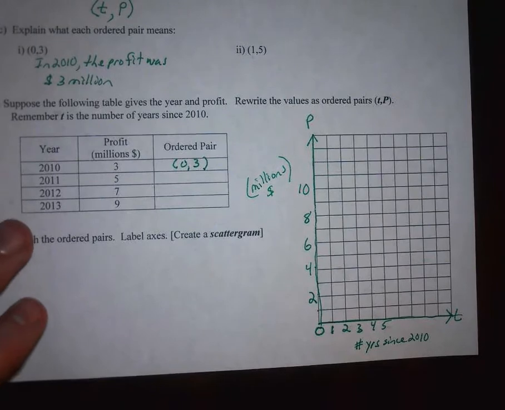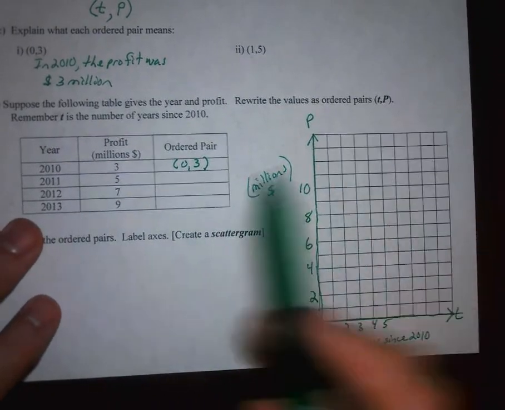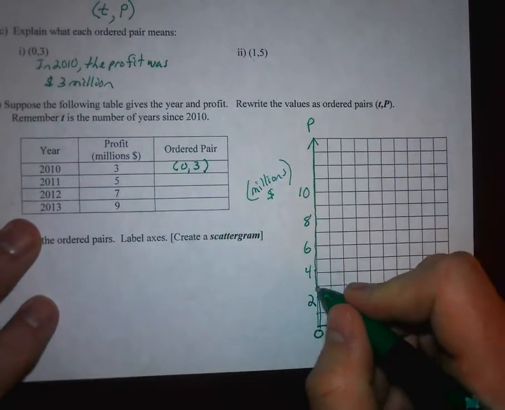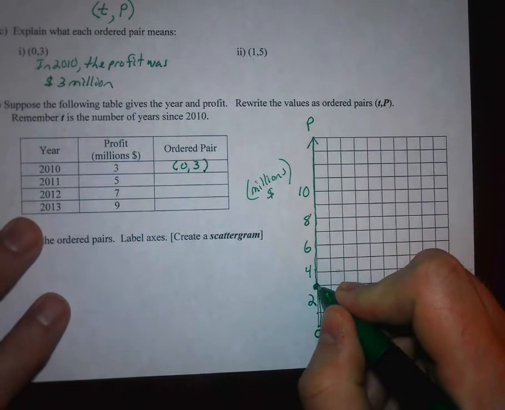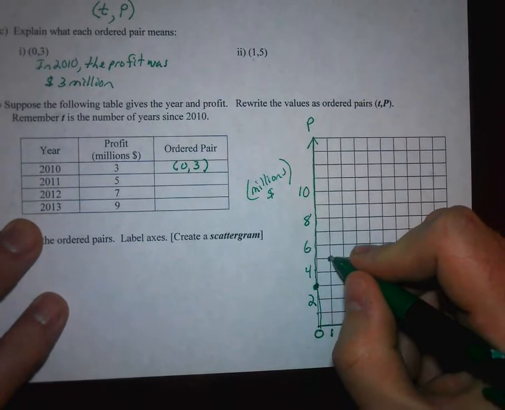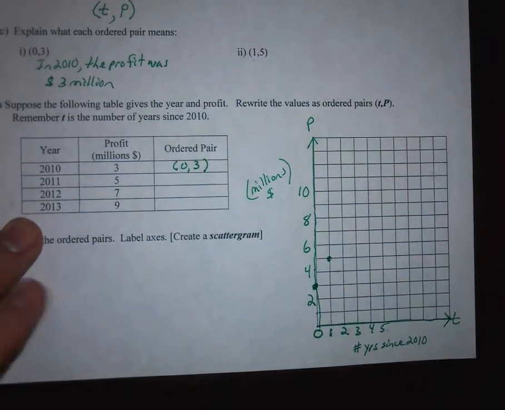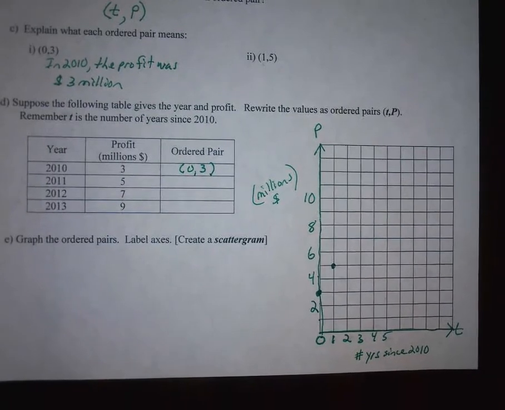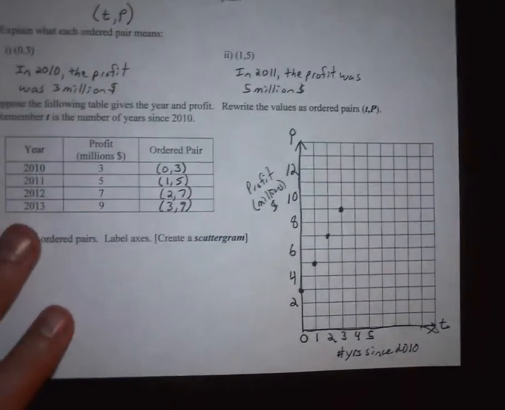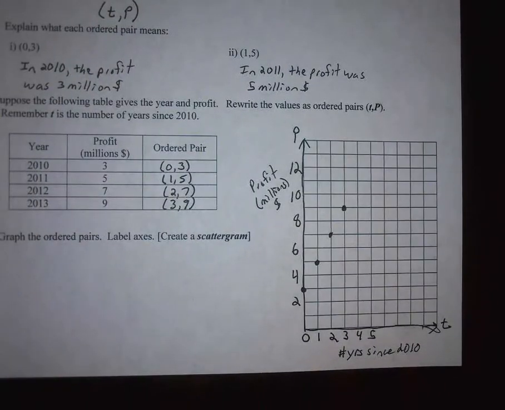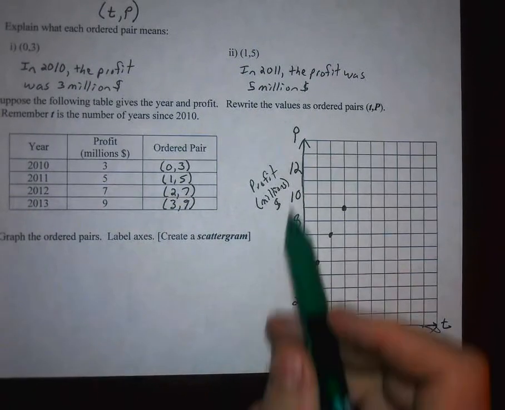Okay, so to create a scatter plot, we have the point 0, 3, which is right here. And then we have the point 1, 5, which is right here, and so on. So I'm going to put the answer up so you can see what the scatter plot looks like. Okay, so when you're all done, it should look something like this. It's pretty straightforward, but it is a little bit different than just plotting x and y's because of where you put the axes.